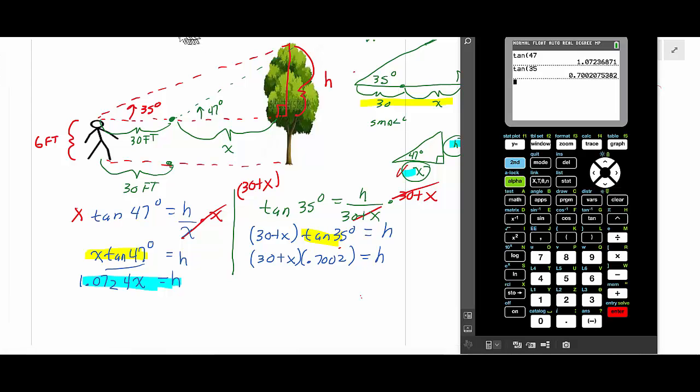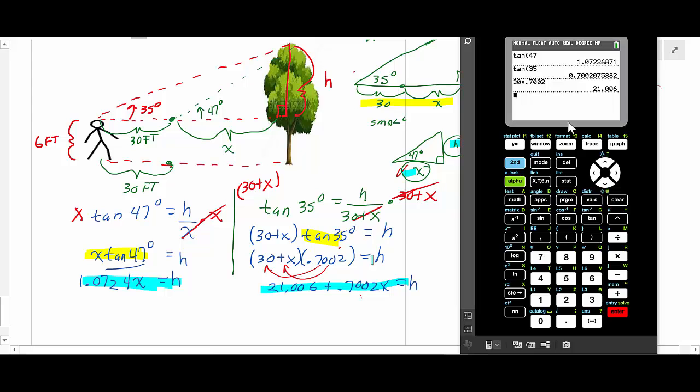Okay, so what I'm going to do next is I'm just going to do a distributive property like this. Okay, so I'm going to take that number, 30 times 0.7002. Okay, and that's going to give me 21.006. Then I got to multiply it by x to get 0.7002x equals h. Okay, now those are the two equations that we can work on.